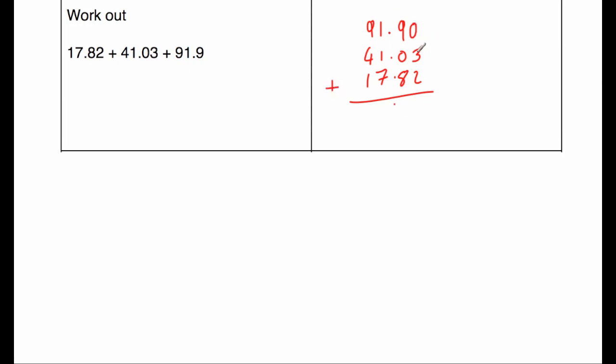So 0 plus 3 is 3, plus 2 is 5. 9 plus 0 is 9, plus 8 is 17, so put the 7 down and carry a 1. 1 plus 1 is 2, plus 7 is 9, add on 1 more is 10, so put 0 down and carry a 1. And 9 plus 4 is 13, plus 1 is 14, plus 1 is 15. So our answer would be 150.75.